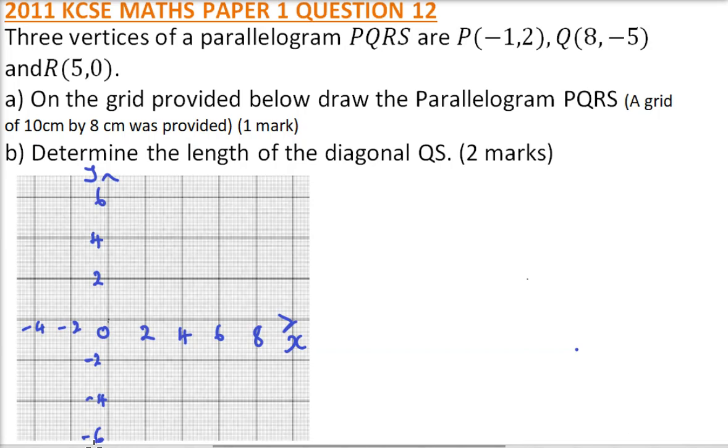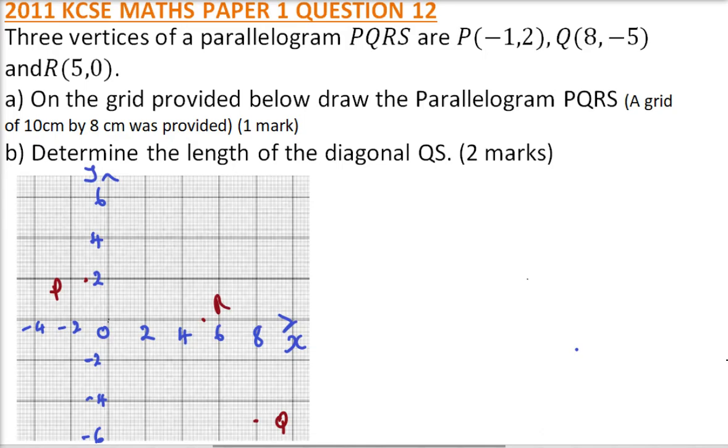So let's plot P. P is (-1, 2), so (-1, 2) will be that point. That is where we have our P. Then we have Q, which is (8, -5). (8, -5) will be there. So that is our Q. Then we have our R, which is (5, 0). That is our R.